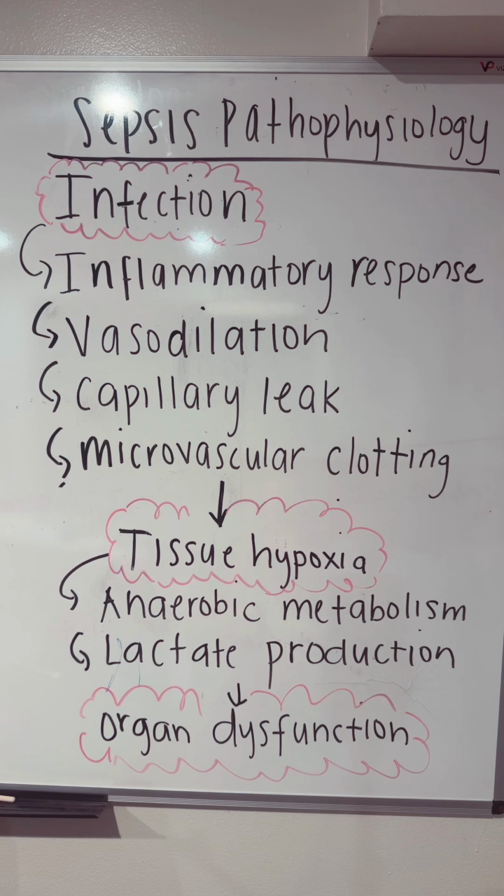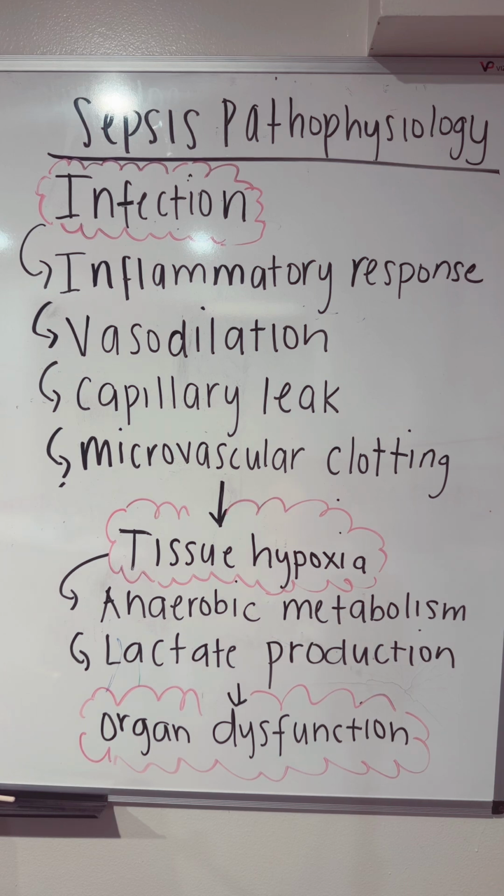So what happens next? Well, organs will try to compensate, so the heart will beat faster in an attempt to maintain cardiac output, resulting in tachycardia, right? So remember, cardiac output is equal to stroke volume times heart rate. When stroke volume drops, heart rate will increase. The lungs will breathe faster in an attempt to compensate for metabolic acidosis. And you're saying, well, why is there metabolic acidosis? Because of anaerobic metabolism, lactic acid.